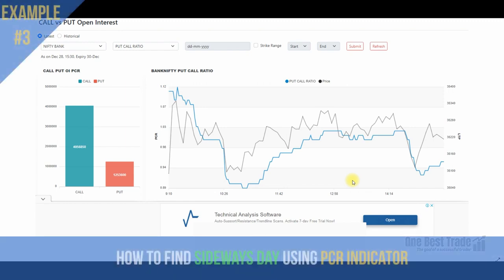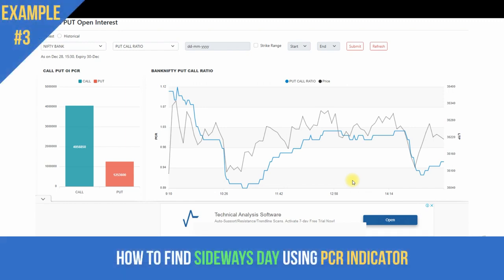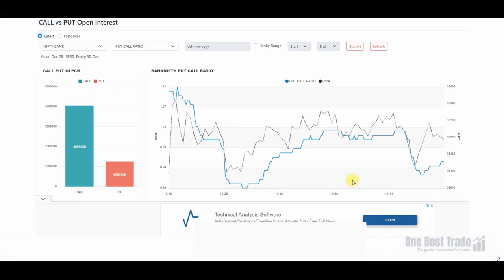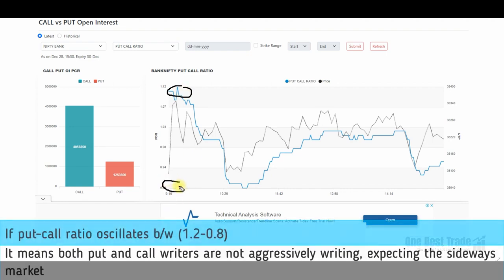If PCR is trending well below 0.8 and it's trending, then we could see the downtrending day. And now let's see if PCR oscillates between below 1.2 and well above 0.8. Friends, that particular day is going to be a range bound day. Here we can see the PCR is oscillating between 1.2 and 0.89.